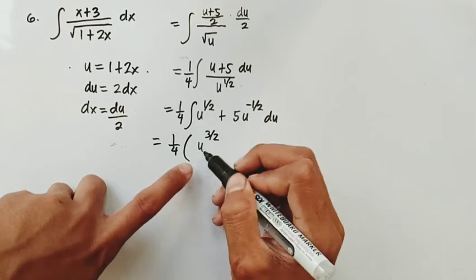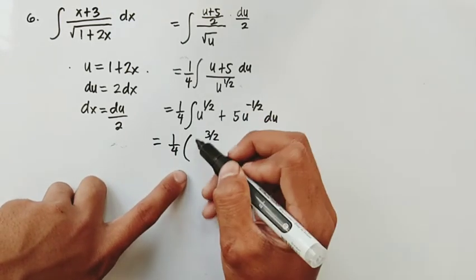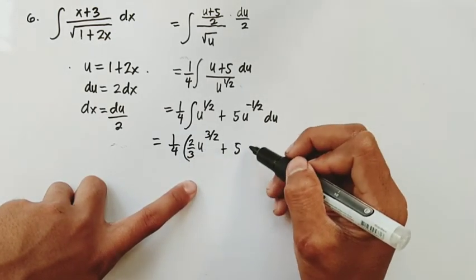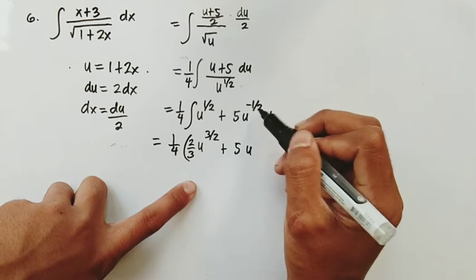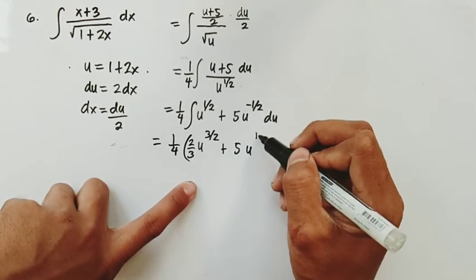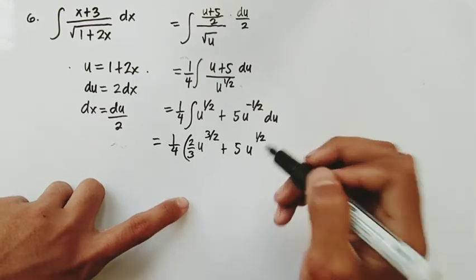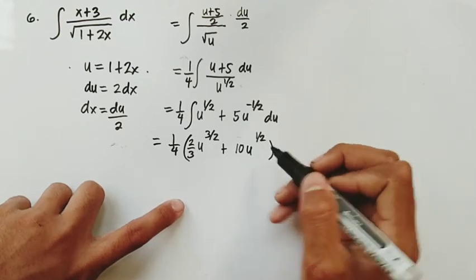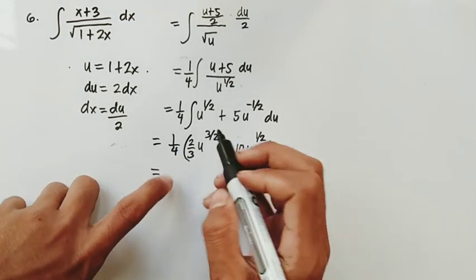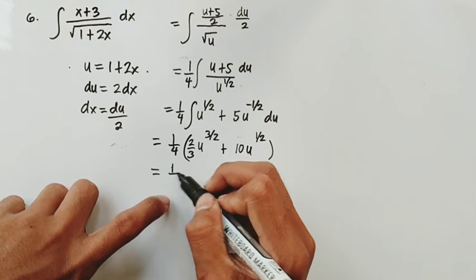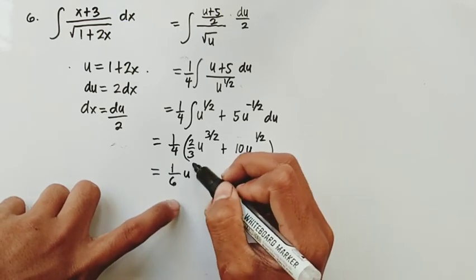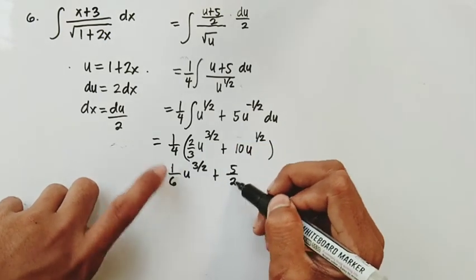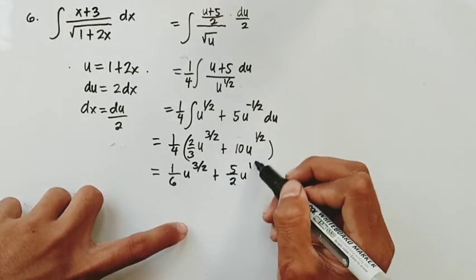And divide natin kung ano yung nakuha natin. 3/2 divided by 3/2 or simply multiplied by 2/3. Ito rin. Just add 1, negative 1/2 plus 1, that is positive 1/2. Divide both sides by 1/2 or simply multiplied by 2. So magiging 5 times 2, that is 10. Now, anong muna natin? Distribute, magiging 1 over ilan? 1 over 6 u raised to 3/2 plus magiging 5 over 2, diba? Pag distribute, u raised to 1/2.